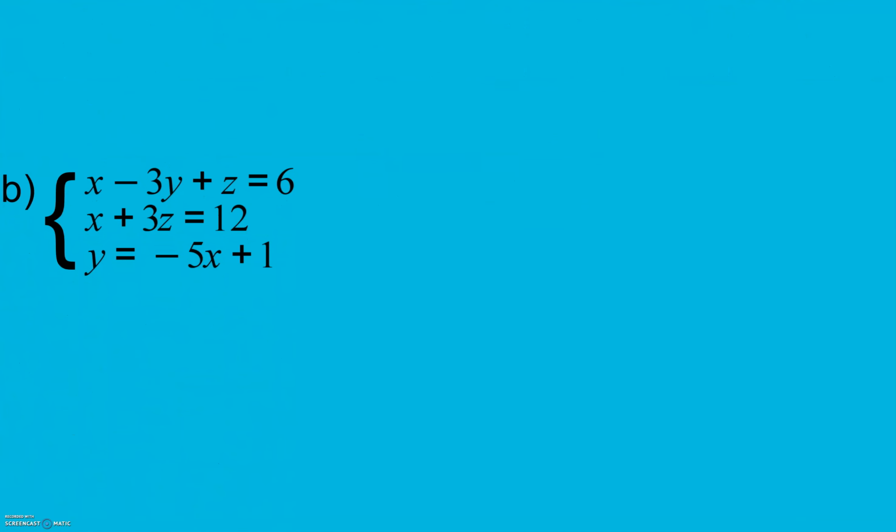Same idea here, except we have 3 different variables. I have x's, I have y's, and I have z's. So I'm going to end up with 3 different columns to the left of my equals. In my first equation, I have 1x, negative 3y's, 1z equals 6. My second equation, I have 1x, 3z's equal 12. So I put a 0 in for my y there.